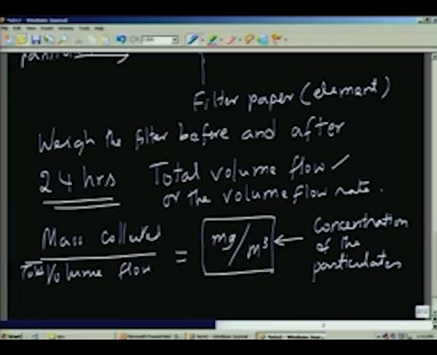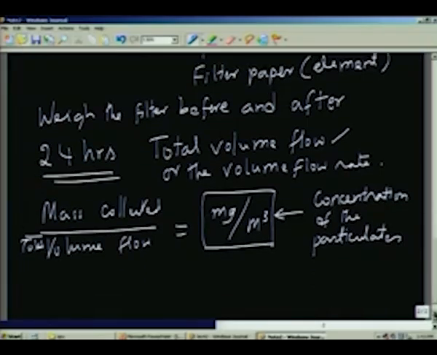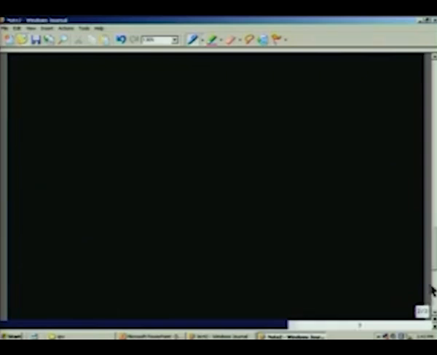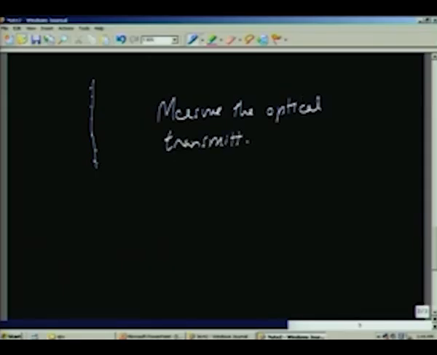So, let us look at another way of doing it. So, another way would be the following. You have collected the sample on the filter element, and I can measure the optical transmittance. In fact, there are many other interesting ways of doing it. I will just give them in some detail.